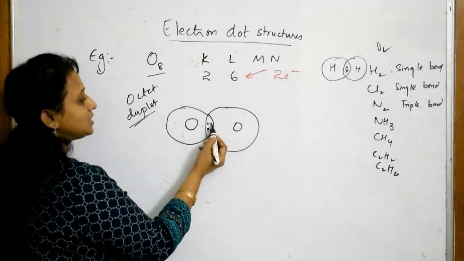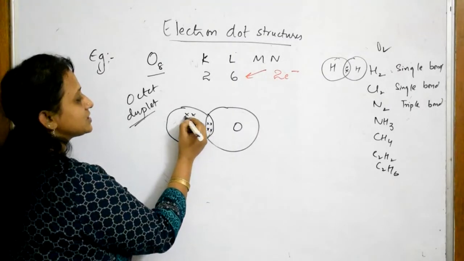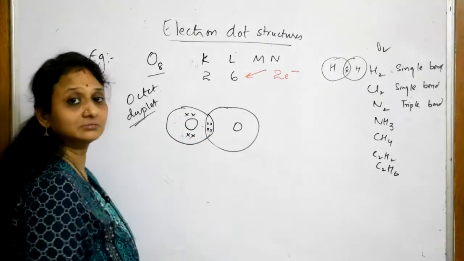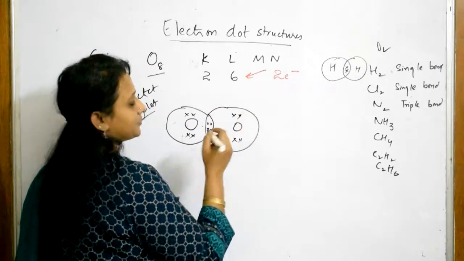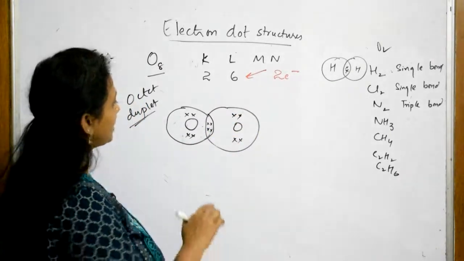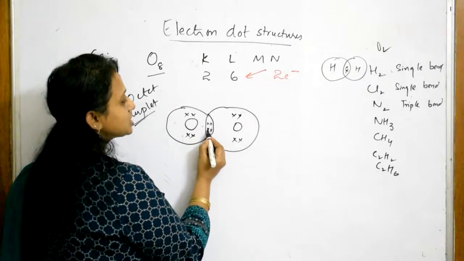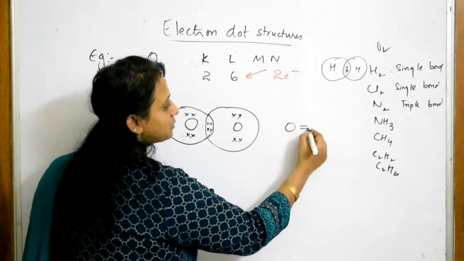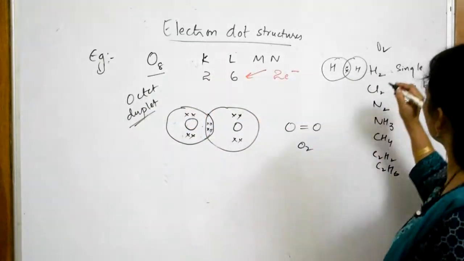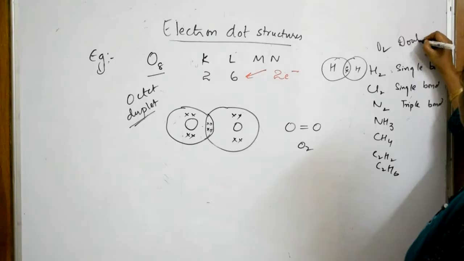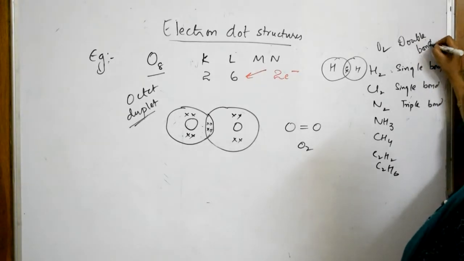Now count 1, 2, 3, 4, 5, 6, 7, 8. Then same story. 4, 1, 2, 3, 4 plus 4. Now how many bonds are there? Join this bond, oxygen, double bond, oxygen, O2. That's why the type of bond formed is double bond in oxygen. Here all single bonds, here double bond.